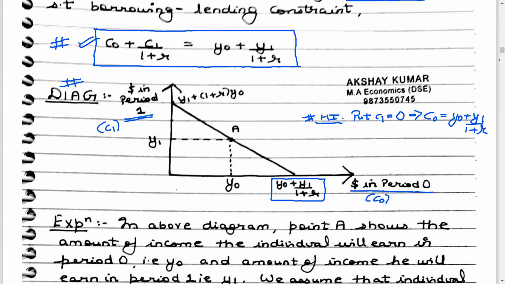R denotes the rate of interest, so you should not be confused with this. R denotes the rate of interest, which allows for the possibility of borrowing and lending.